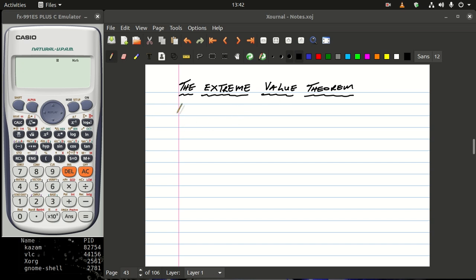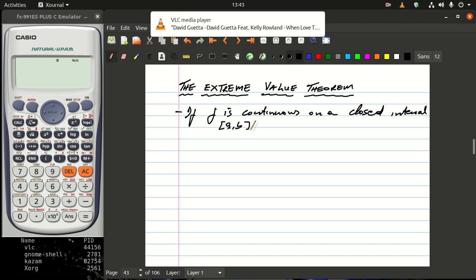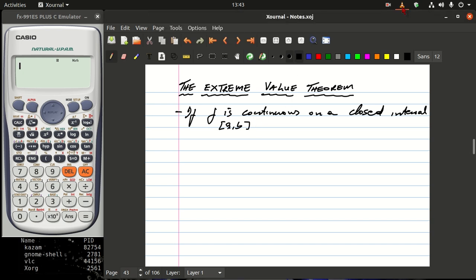The extreme value theorem is saying this: if f is continuous, it is continuous on a closed interval. So suppose I have an interval a, this is a, up to b.